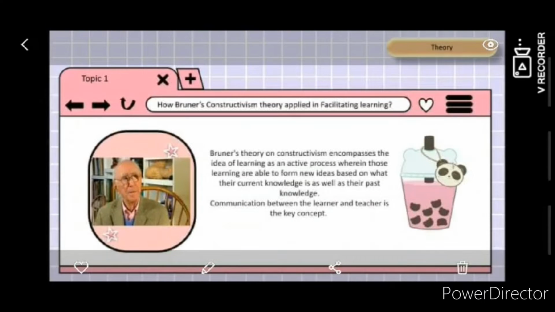Theory number 1. Bruner's theory on constructivism encompasses the idea of learning as an active process wherein learners are able to form new ideas based on their current knowledge as well as their past knowledge, and communication between the learner and the teacher is the key concept.